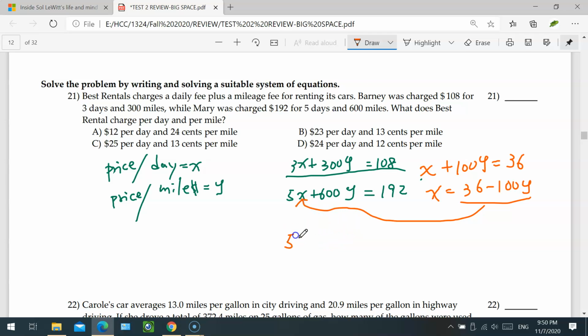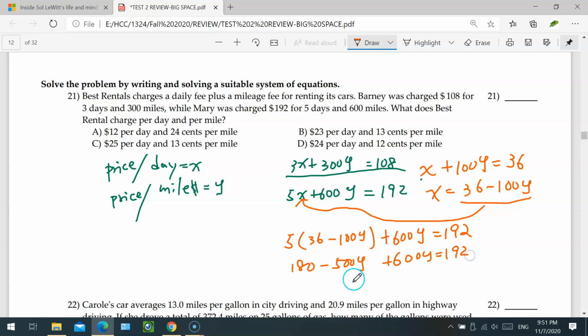So we will have 5 times (36 minus 100y) plus 600y equals 192. So 180 minus 500y plus 600y equals 192. That means 100y, I bring the 180 to the right hand side, equals 12. So y is equal to 0.12. Now we have solved the y, we can go back to find the x.